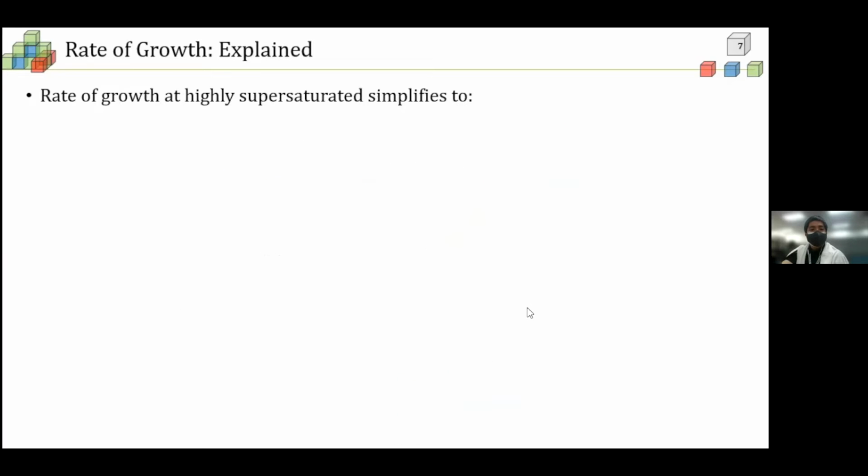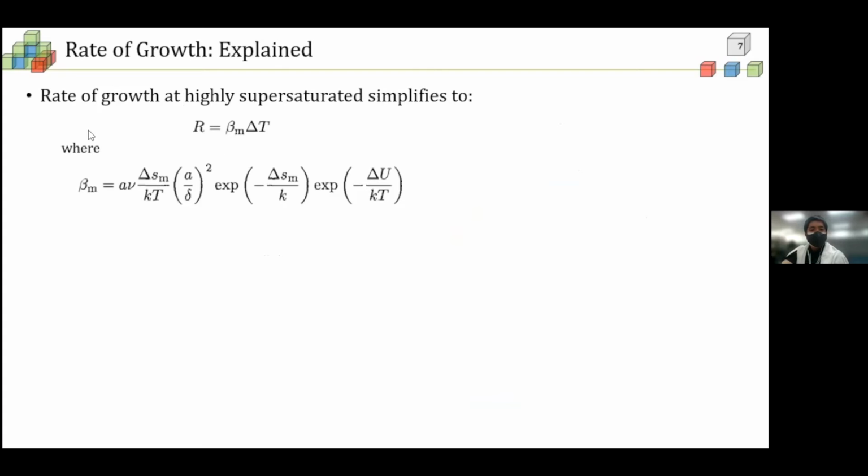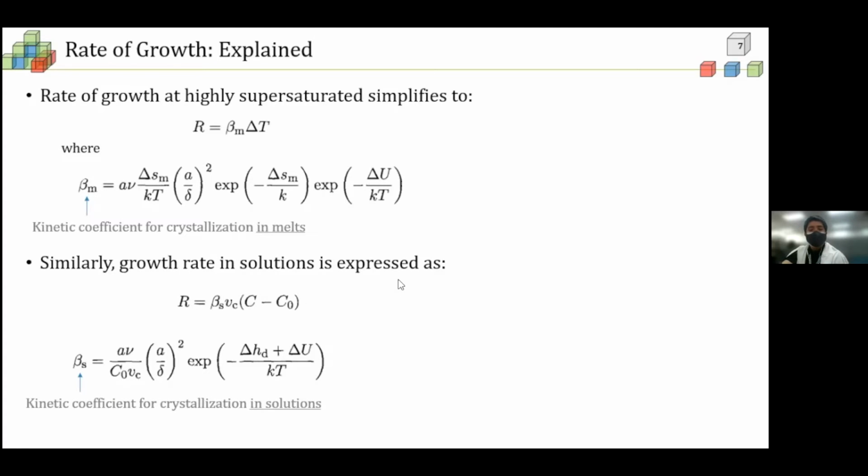Okay. Now, if we look into highly supersaturated solutions, I mentioned that if it's low supersaturation, it's low rate of growth. Similarly, if we look at melts, these are just some simplified, condensed equations for melts. This beta sub m would be our kinetic coefficient for crystallization in melts. Again, we just took these expressions out and factored a constant here called beta m. We also have similar equations wherein we have this beta s. This is the kinetic coefficient in solutions.